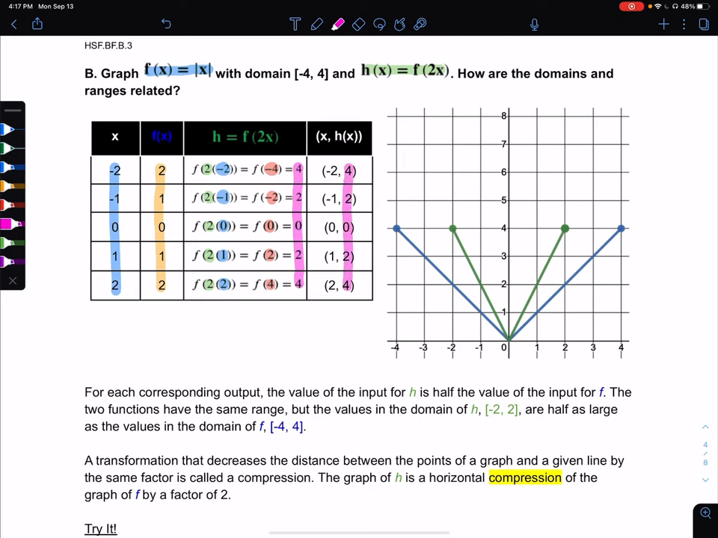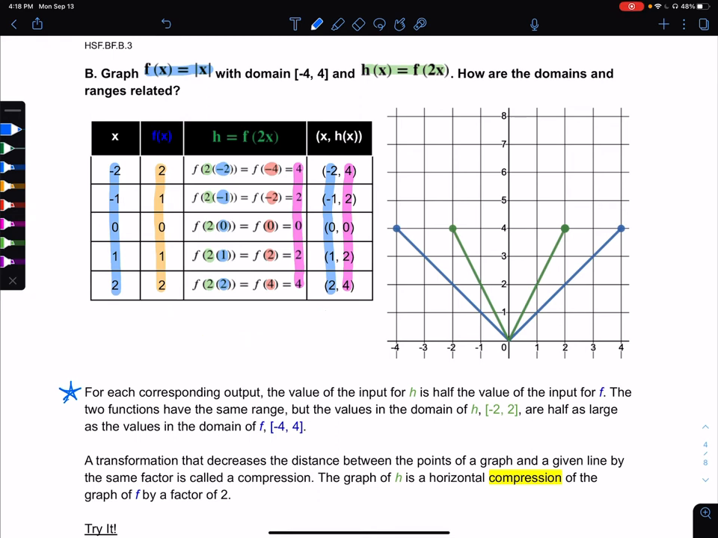So these are the pink ones that we used, and then these ones are the original blue. And if you take a look at your domains and ranges, we'll talk down here. For each corresponding output, the value of the input for h is half the value of the input for f. The two functions have the same range, right? These ranges wind up being the same.